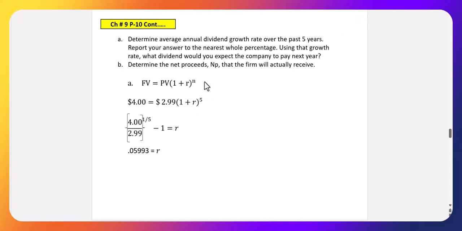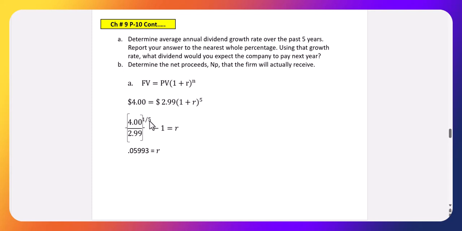The first thing we must do is to isolate R to the right side. In order to do that, we divide by 2.99, and to get rid of the exponential number 5 over to the left, we multiply both sides. On the left we have 1/5. So we have to do the division and take 1/5.